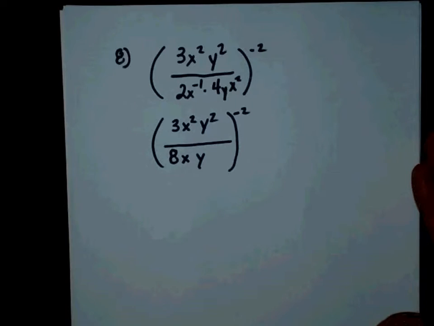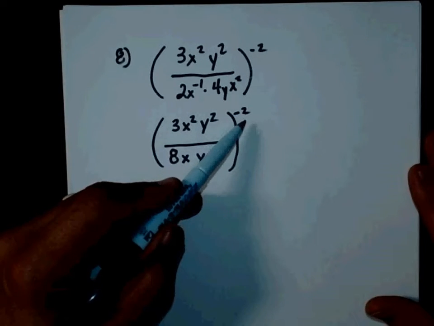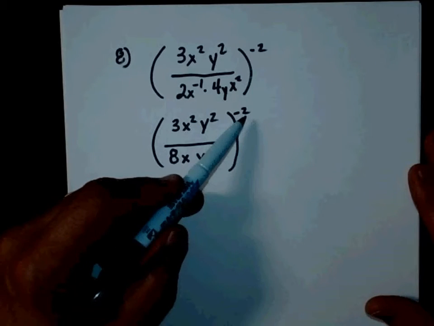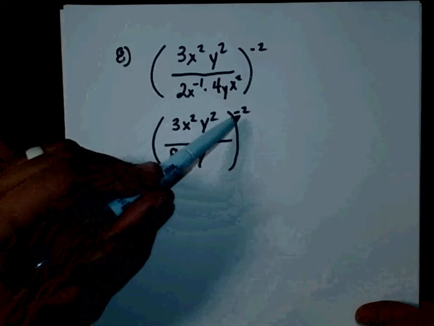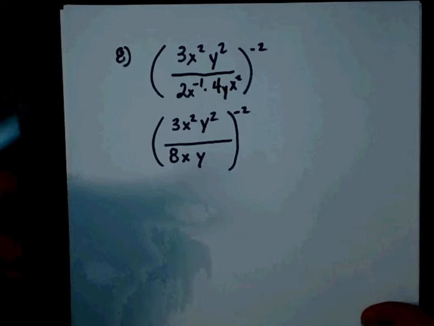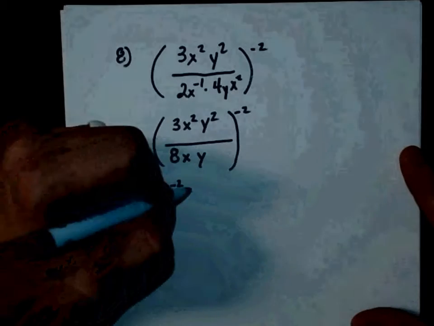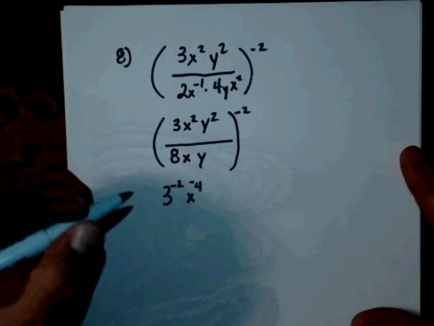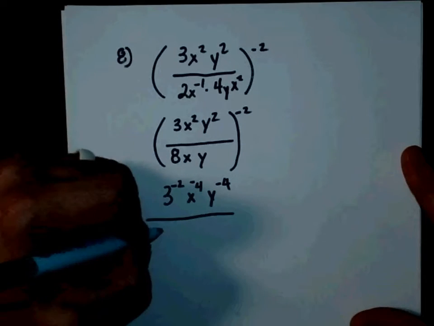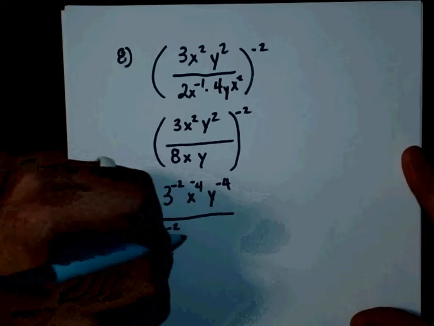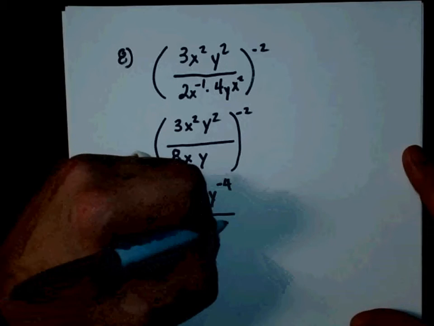Okay? Now, we are going to raise everything to the power of negative 2. And here's where most of you probably made a mistake. You didn't do it to the denominator as well. When there's a parenthesis around the whole thing, it's got to go to every piece in there. And so what's going to happen is that becomes 3 to the negative 2 power. That becomes x to the negative 4 power. That becomes y to the negative 4 power. And that becomes 8 to the negative 2 power, x to the negative 2 power, y to the negative 2 power.